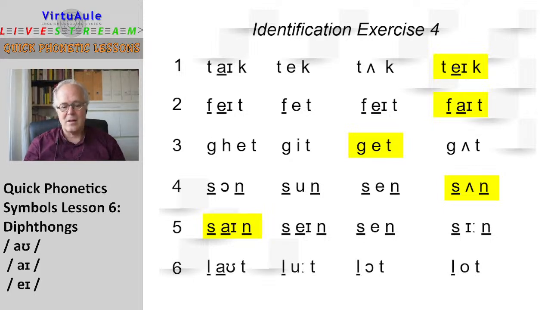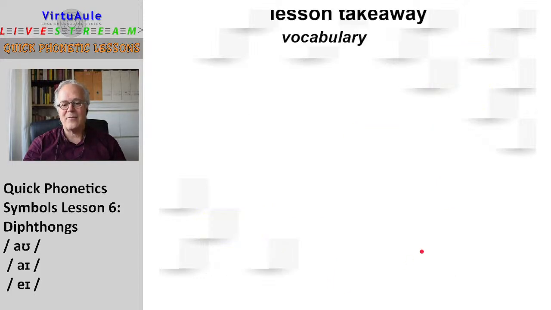And the last group, listen, lot. Okay, so the last one is this one. Lot. And we have take, fight, get, sun, sign, and lot. Okay, let's now finish with some vocabulary takeaway.